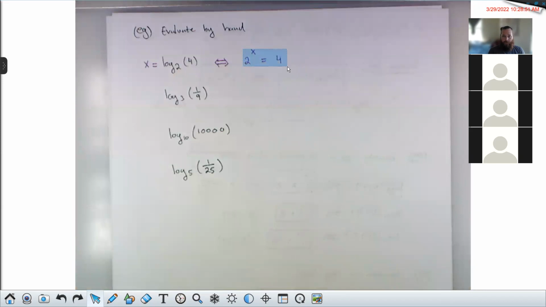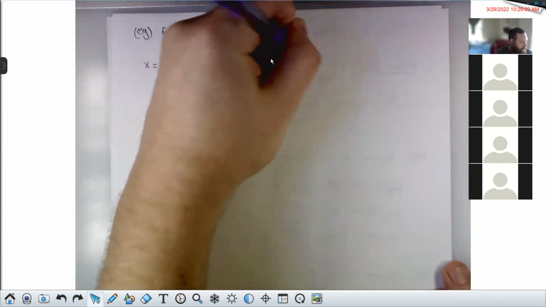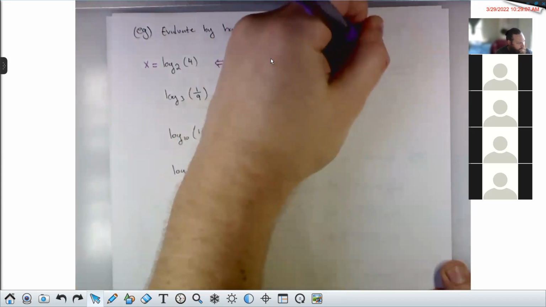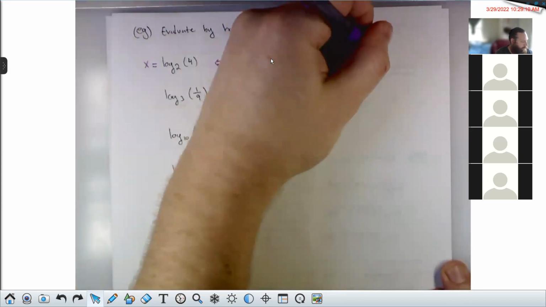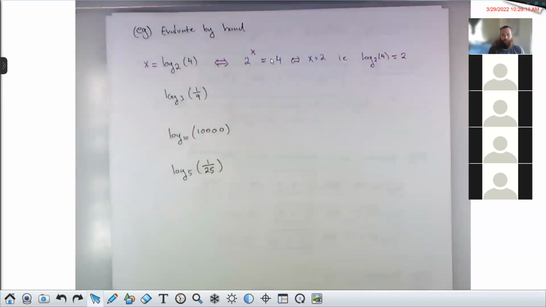And then from here, this is something we know, right? 2 to what power is equal to 4? Yeah. So x is equal to 2, i.e. the base 2 log of 4 is 2. Nice, right? Yeah, those moments are good moments.